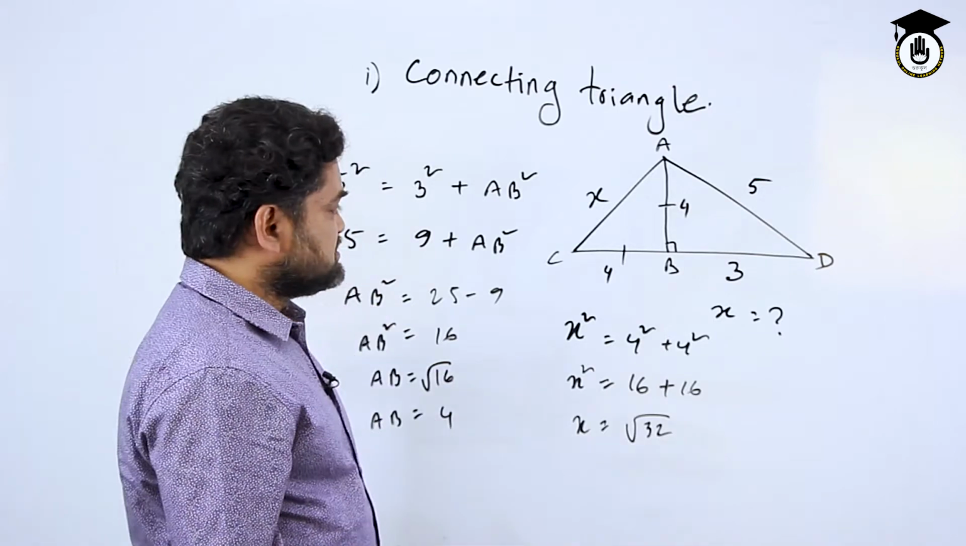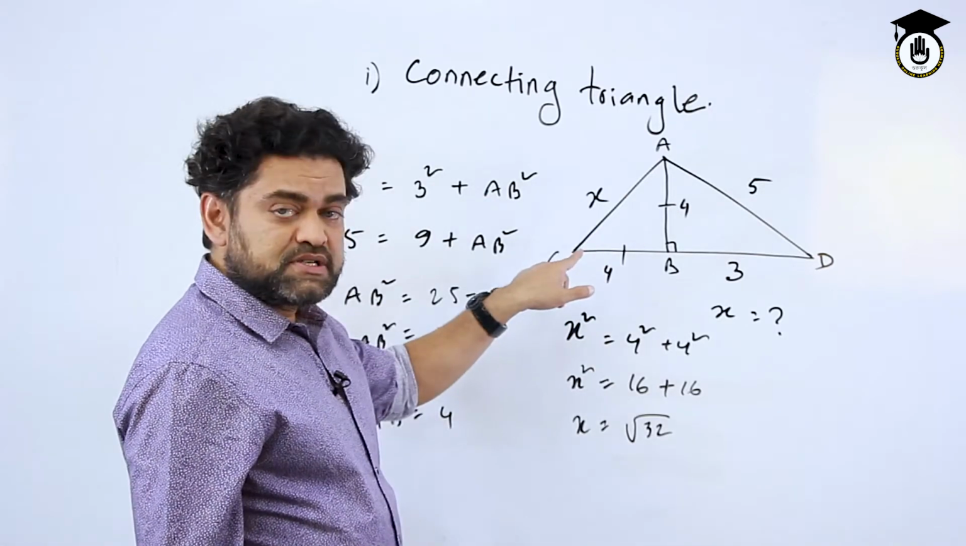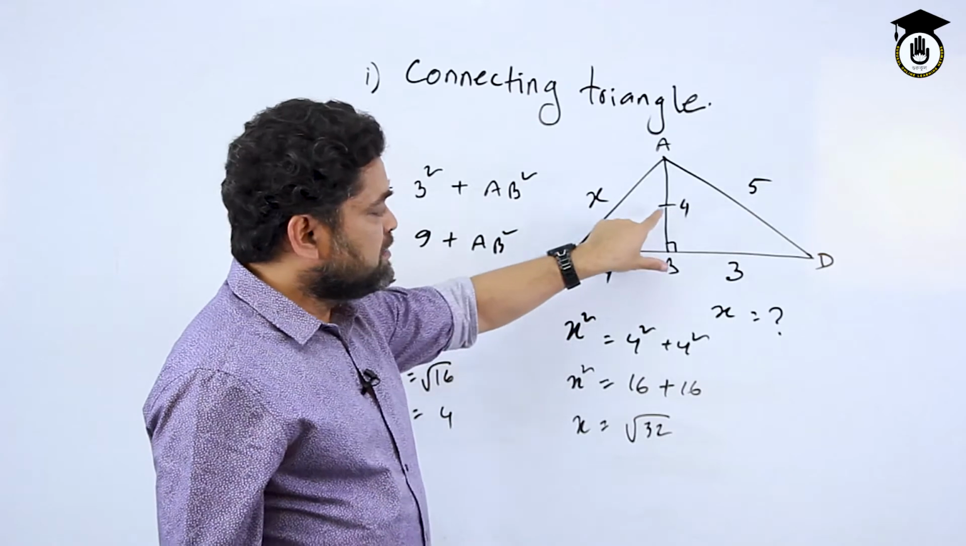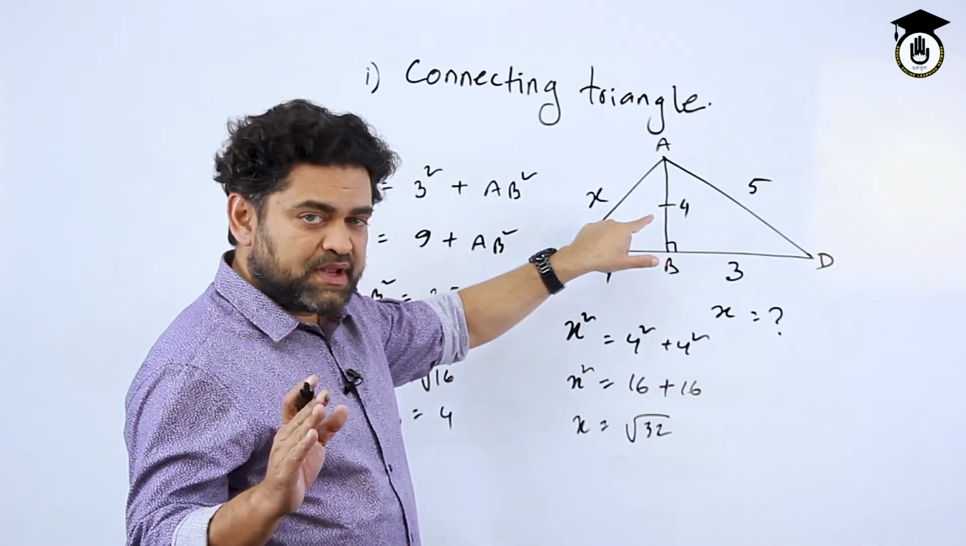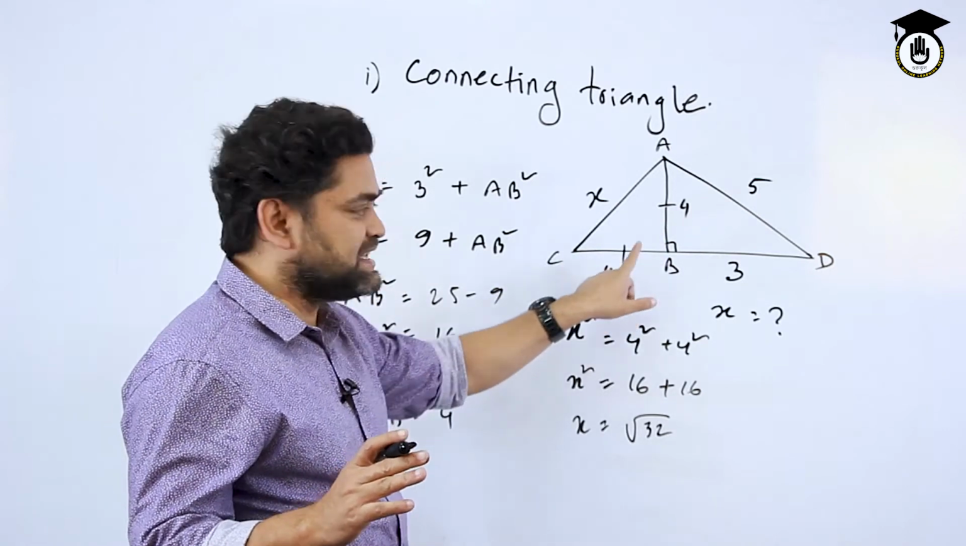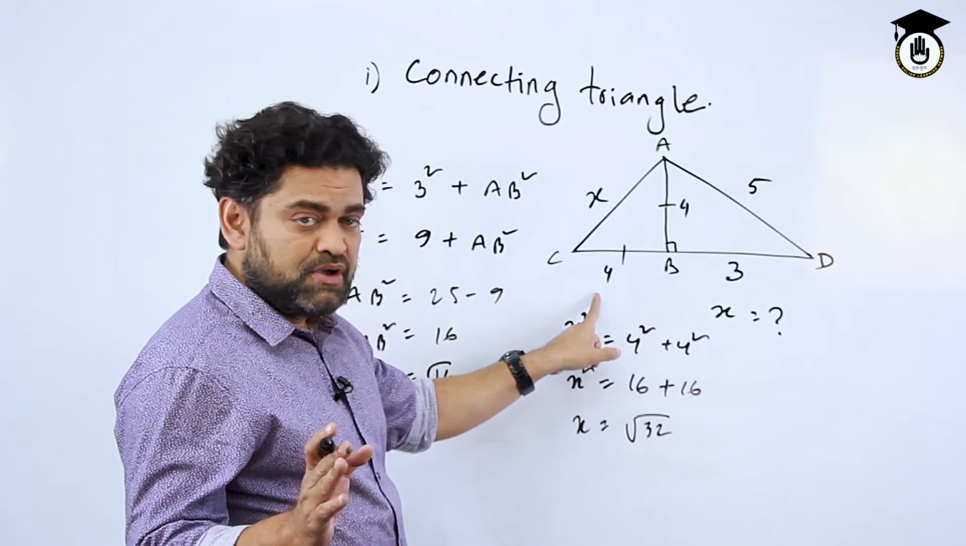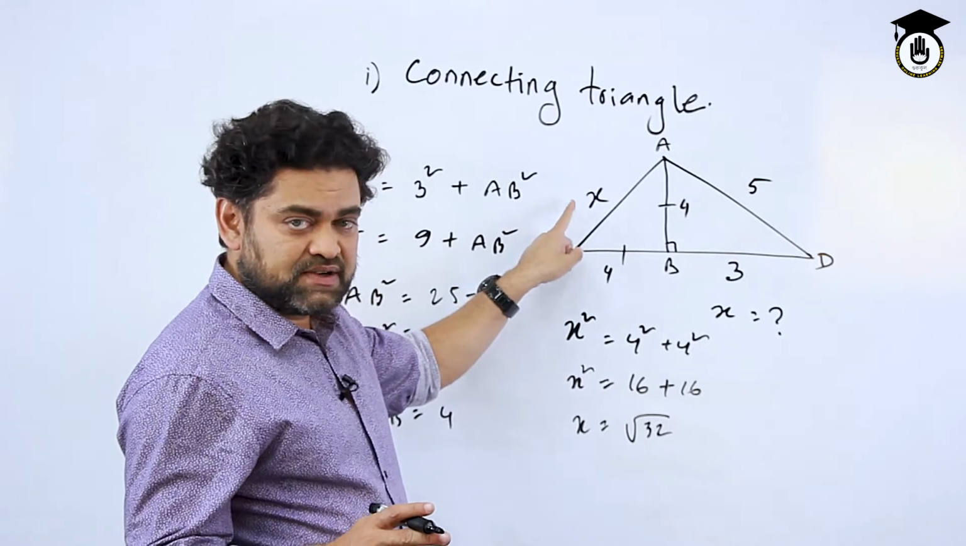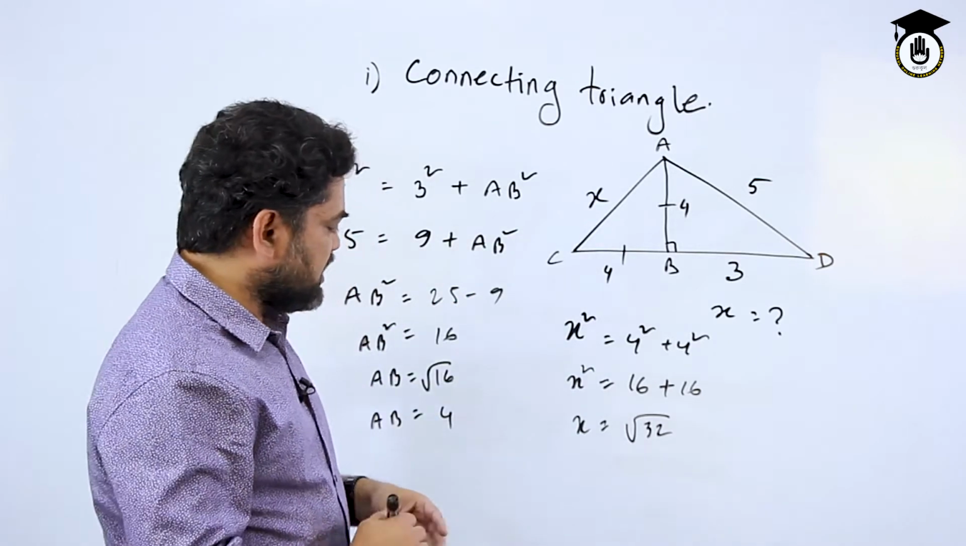So the isosceles triangle here is very important. These two sides are equal. If you know this rule or reason, that in an isosceles triangle two sides are equal, then the student can easily understand that if this is 4, then this also will be 4, and only then can they solve x. So this is also another connecting triangle problem.